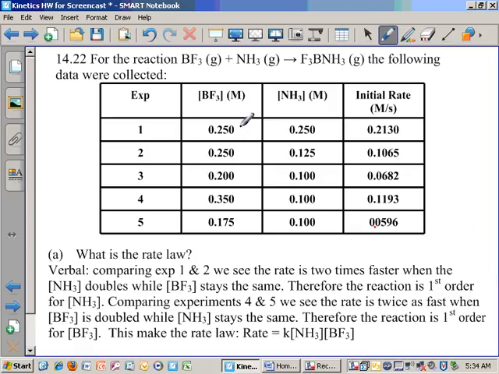So if I look at experiments 1 and 2, there I have the BF3 stays the same while the NH3 doubles. And what happens to my rate? It doubles. Right? So this tells me that it is going to be first order for BF3.